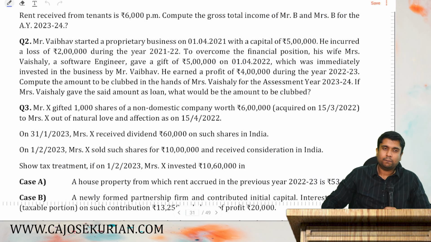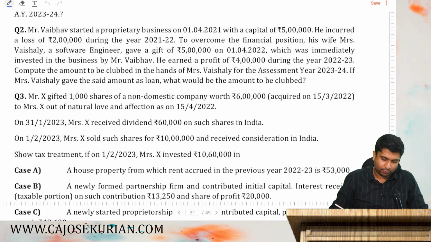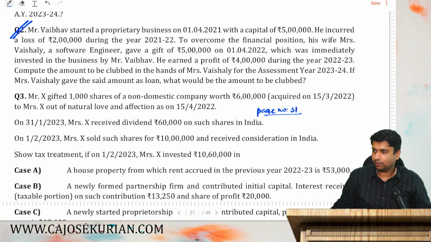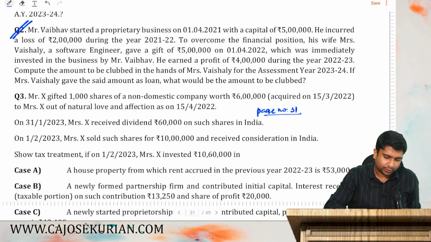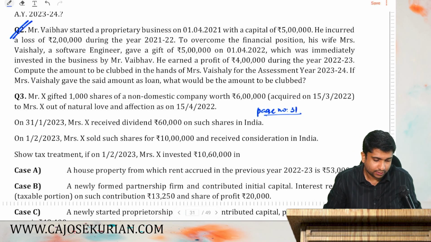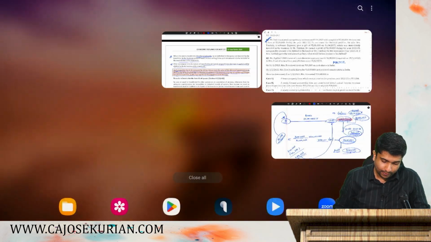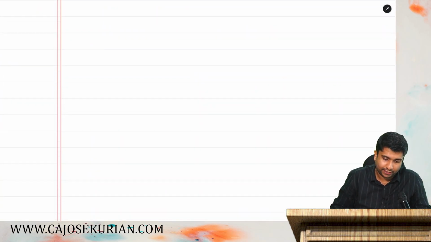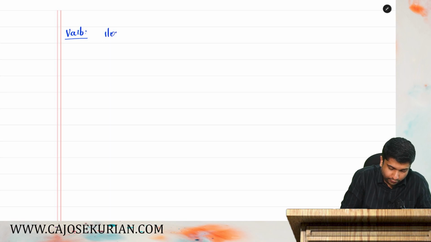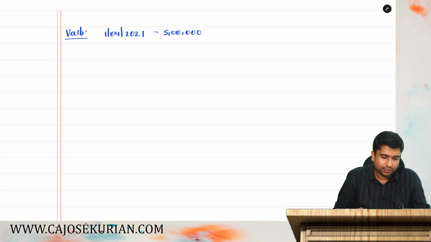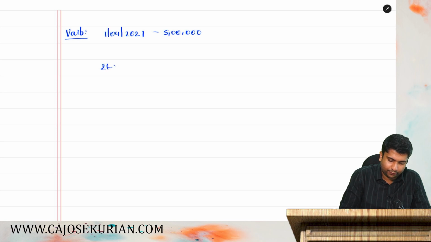So friends, please take your question sheet, page number 31, question number 2. Listen friends, I'll read the question from here. Let's understand how the clubbing provisions are attracted here. Mr. Vaibhav started a proprietary business on 1/4/21. He started with an opening capital of 5 lakhs. Now he incurred a loss during 21-22. How much was the loss? 2 lakh.